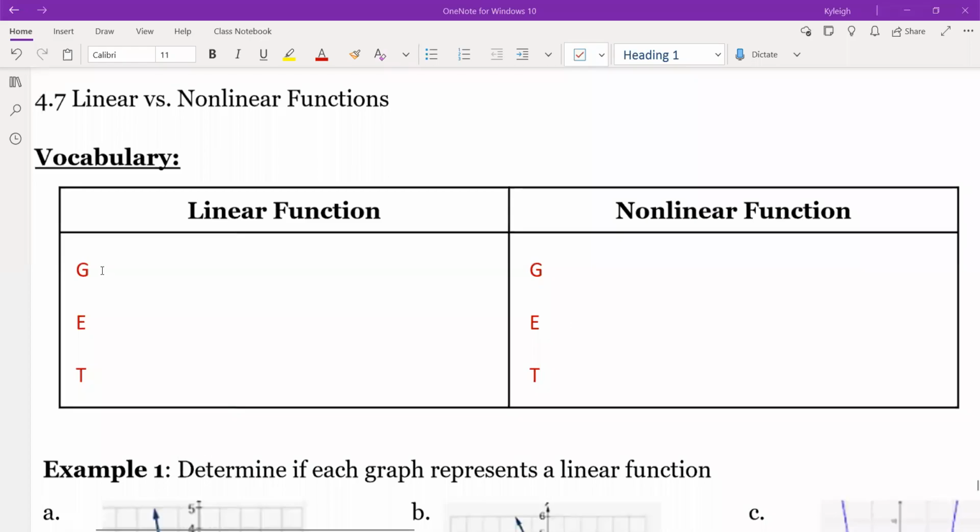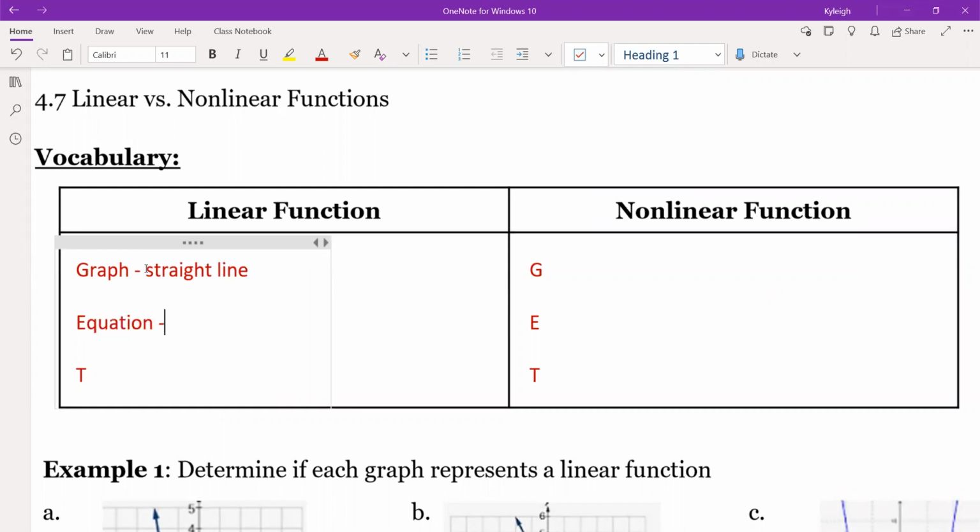All right, so we're going to talk about nonlinear and linear functions. There are three ways you can tell the difference. The first is from a graph. A linear function is a straight line, like the type of graphs that we've been seeing.